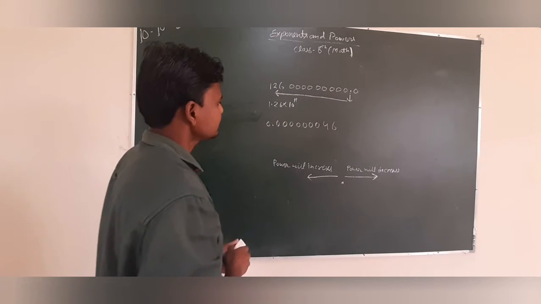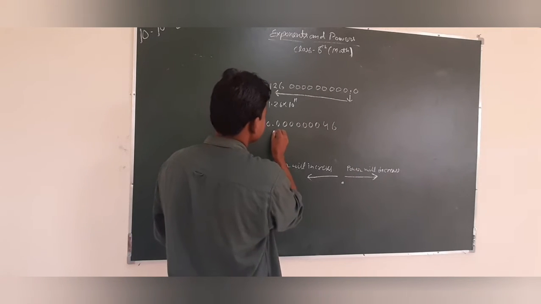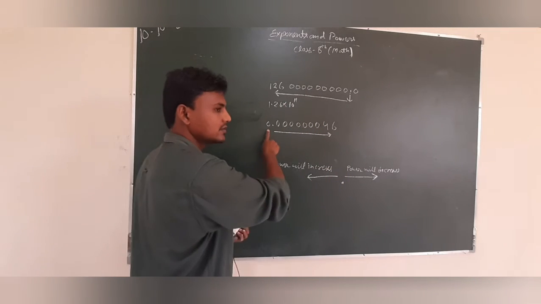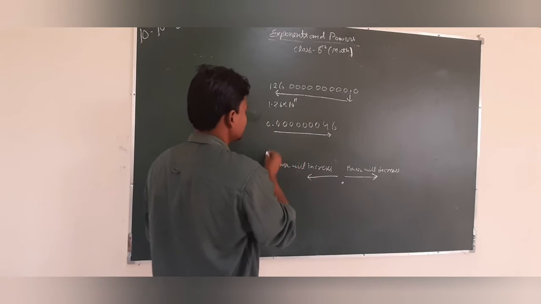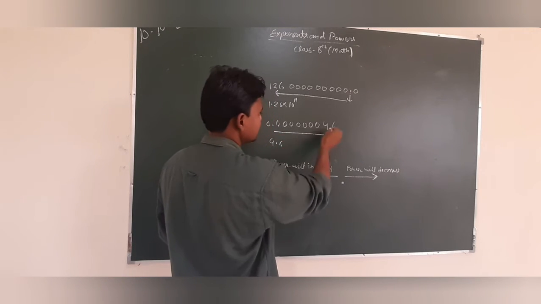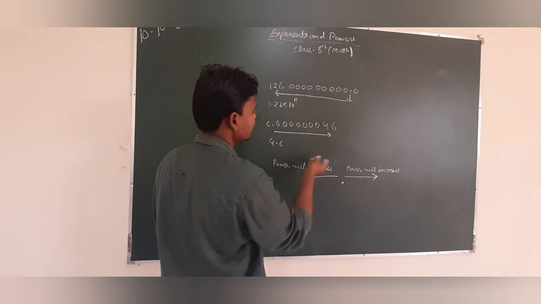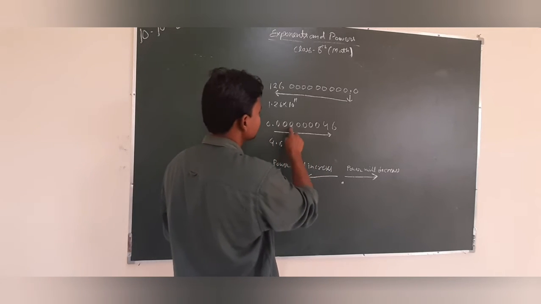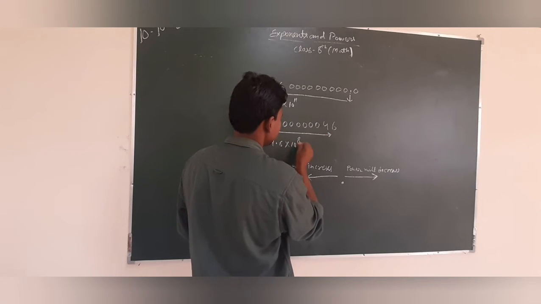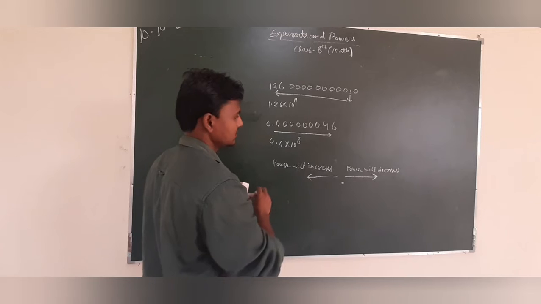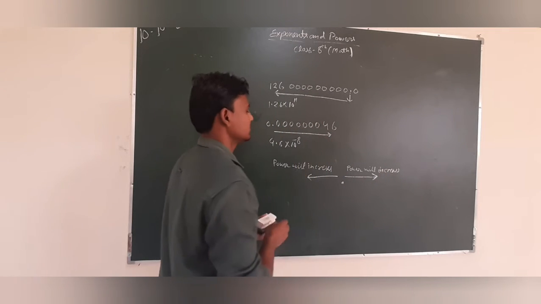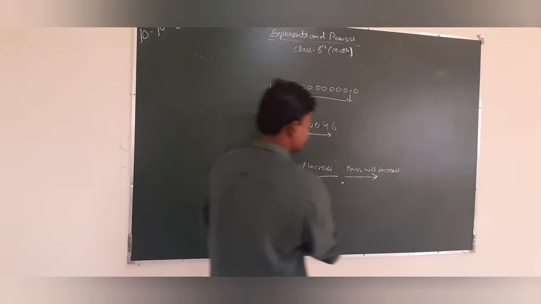0.0000000046. If we shift the point towards the right side from the original place, that means 4.6, between 4 and 6, how many places did the point shift? That means 1 2 3 4 5 6 7 8, into 10 to the power 8. That is shifted to the right side, that means the power will be negative, that means 10 to the power minus 8.